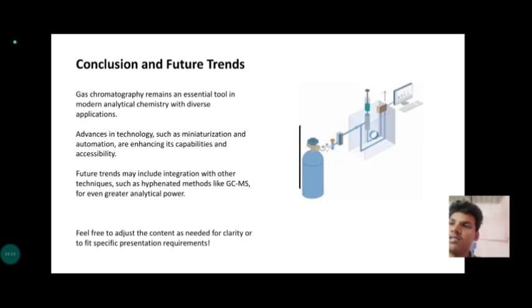Conclusion and future trends: gas chromatography remains an essential tool in modern analytical chemistry with diverse applications. Advances in technology such as miniaturization and automation are enhancing its capabilities and accessibility. Future trends may include integration with other techniques, such as hyphenated methods like gas chromatography-MS, for even greater analytical power.